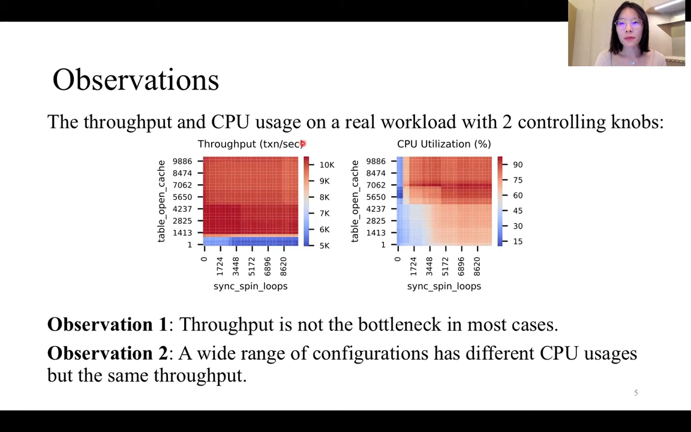Second, there are opportunities for us to optimize resource utilization without sacrificing the performance. Since we can observe from this figure that a wide range of configurations have similar throughput, but with different CPU usages. Therefore, we could find knobs with optimized resource utilization in the feasible area where the throughput is acceptable.